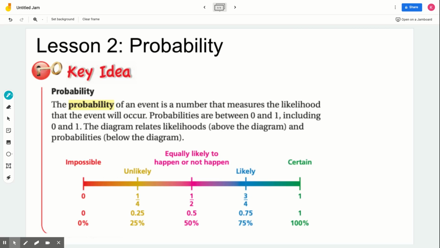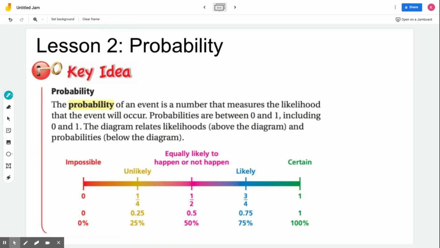Today we're going to talk about probability, which would be lesson 2 for advanced math in chapter 15 or lesson 2 in regular math chapter 10. So the probability of an event is a number that measures the likelihood that the event will occur. Probabilities are between 0 and 1, including 0 and 1.